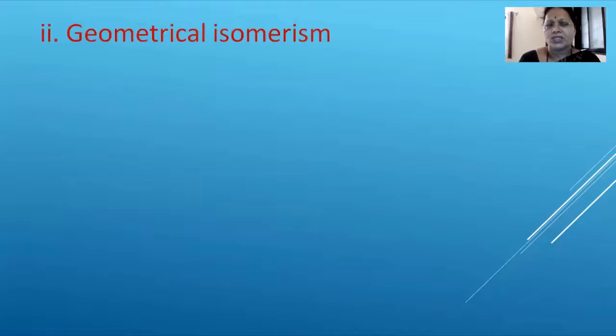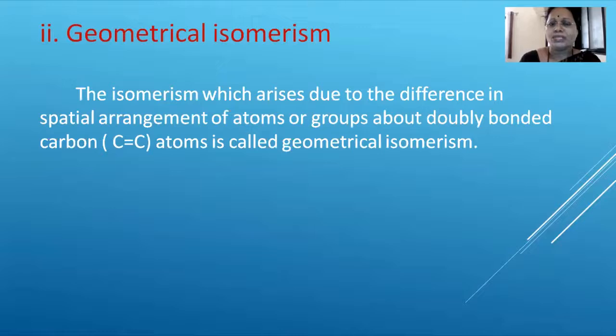Then the second type is geometrical isomerism. See, it is related with geometry. Now geometrical isomerism arises due to difference in spatial arrangement of atoms or groups about doubly bonded carbon atoms. What is the difference here, see: the spatial arrangement, that is the arrangement in 3D space, of atoms or groups attached to doubly bonded carbon atoms. If there is a difference in it, the isomers formed are called geometrical isomers and the phenomenon is geometrical isomerism. Okay, so in this, the first isomer we will call the cis isomer.